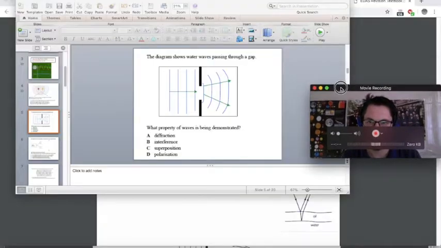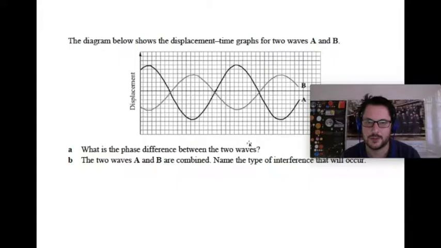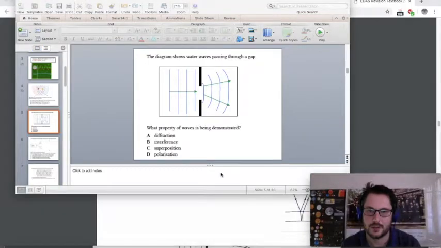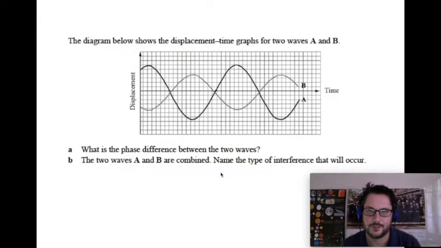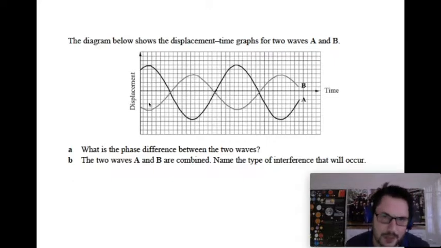Have a look at this one, pause the video. Okay, welcome back. The diagram below shows the displacement time graphs for two waves A and B. So we've got wave A here and wave B is here. What is the phase difference between the two waves? So we want to be looking at different points on the wave. We can see they don't have the same amplitude. Wave A has a bigger amplitude than wave B, but what are they doing at certain points?